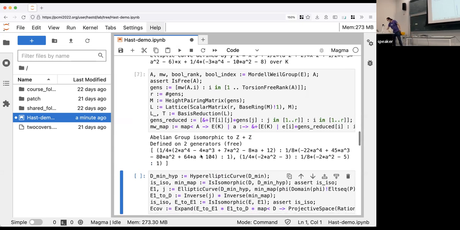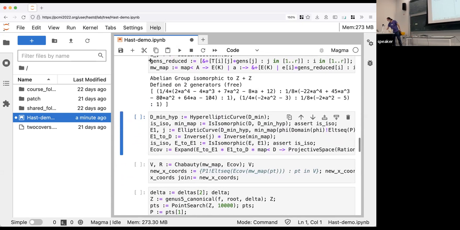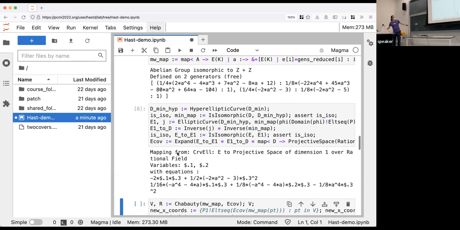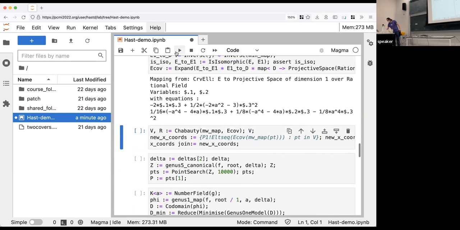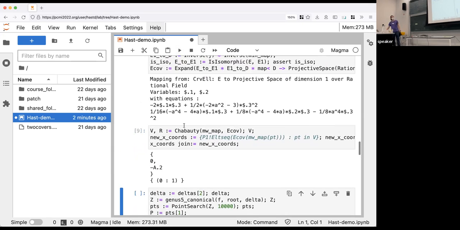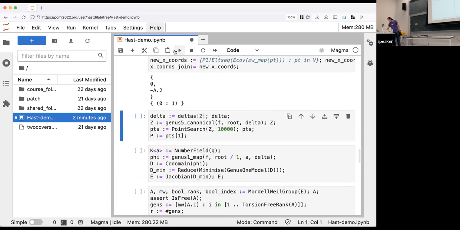So this Mordell-Weil group is Z squared. Now we construct the covering map from the elliptic curve to P1. So you can see the equations are not bad. It's just something you can write down. And now we run elliptic Chabauty, and see, yes, we just get this 1 point. So that's one twist done.